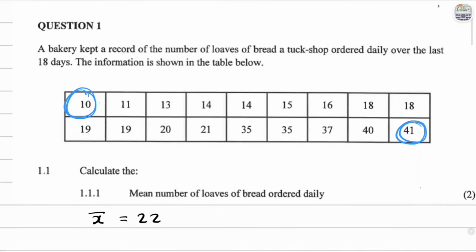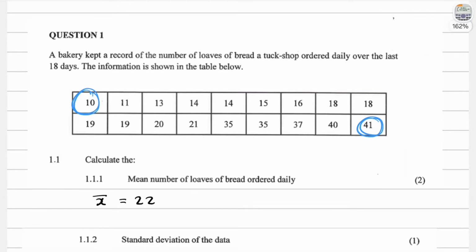The median would be marked at exactly half your data set. Since there are exactly 18 days, if you count from 10 all the way to here, this is 9 on top and 9 on the bottom. Because it's an even number, you would have to take the two middle numbers, which would be at 18 and 19. So you would add 18 plus 19 and divide by 2 to get the exact middle.